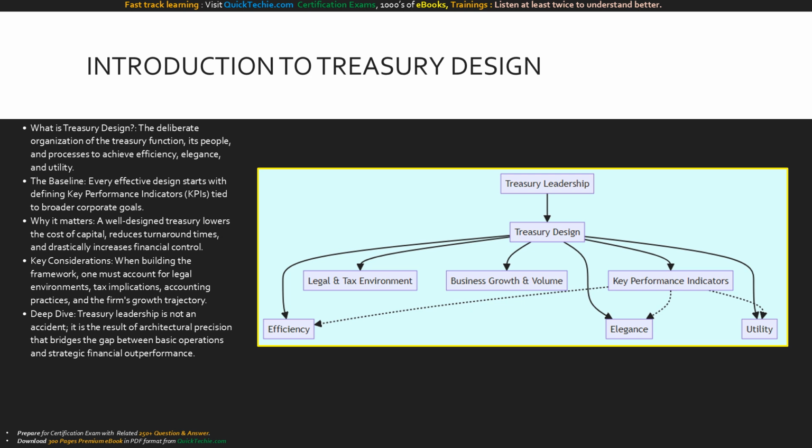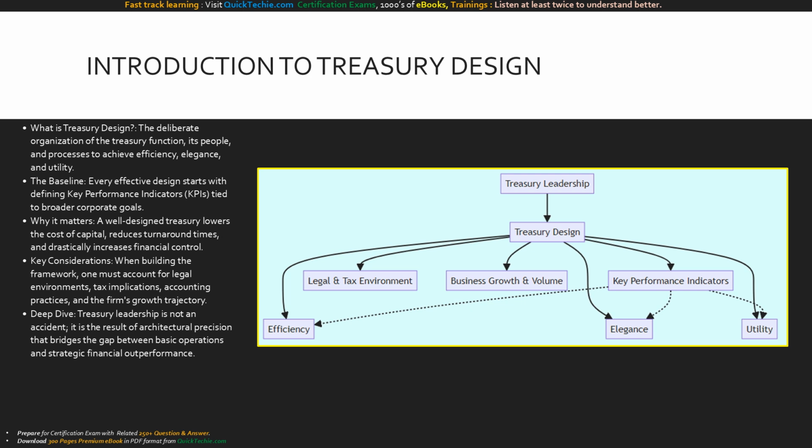Let's take a look at the visual representation of our treasury design framework on the screen. At the very top, we have our ultimate goal, treasury leadership. This isn't achieved by accident. As you follow the flow downwards, you'll see that treasury leadership is built directly upon a solid treasury design. But what fuels this design? Notice the three critical outcome nodes: efficiency, elegance, and utility. These are our guiding stars.